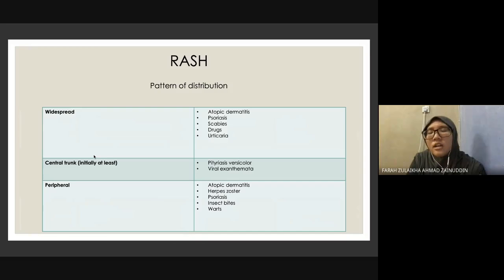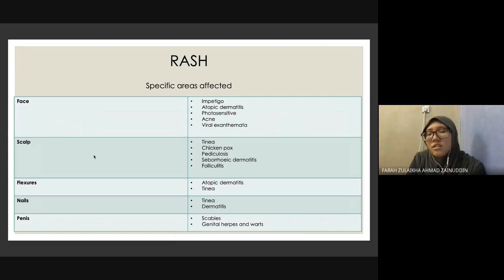We can actually predict what type of disease this patient has based on the distribution of the rash. If it's widespread, then think of atopic dermatitis or psoriasis or scabies, drugs, as well as urticaria. If it's centrally located, think of pityriasis versicolor or any viral exanthemata. Just to refresh, exanthemata is skin lesion, while enanthemata is the mucosal lesion. Next is peripheral. For peripheral, you can think of atopic dermatitis, herpes zoster, psoriasis, insect bites, as well as warts.